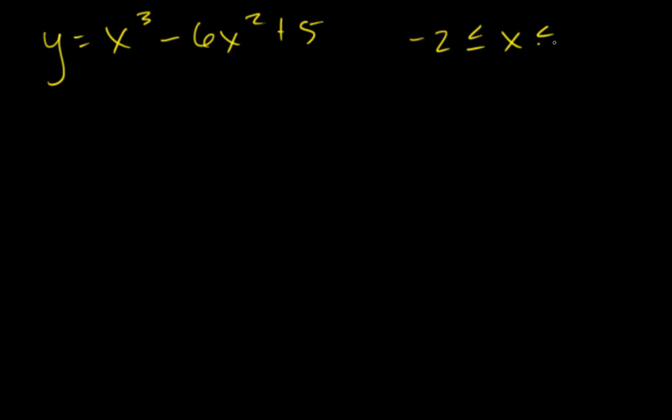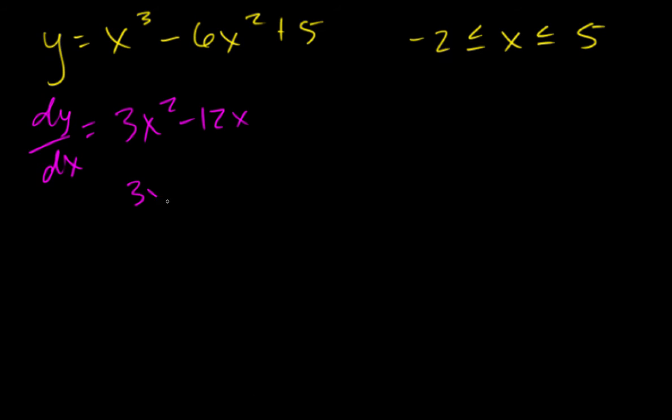Okay, next one. It says find the greatest and least value of this function on the interval from -2 to 5, like that. Okay, so we're going to find the derivative, dy dx, or y prime, however you want to write it. Alright, so we have that.